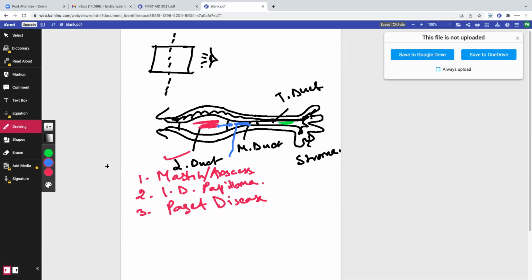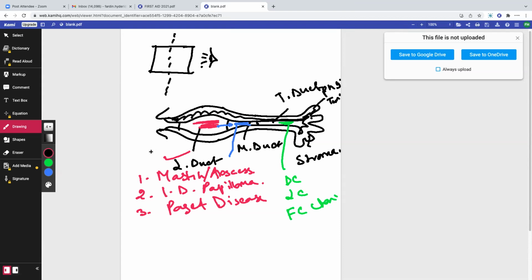disease. The green area is the terminal duct lobular unit, right? And in the terminal duct lobular unit, we get the majority of our carcinomas. That is, we get ductal carcinoma, lobular carcinoma, and one benign condition known as fibrocystic changes. And from this portion, the stroma, we get one condition known as phyllodes tumor.